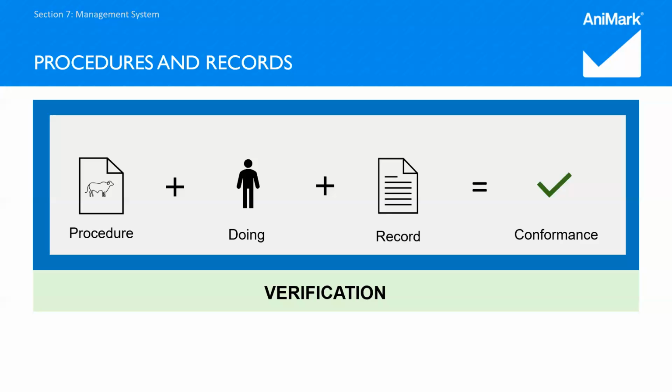The last thing I want to talk about here in terms of procedures is verification. So verification is checking that the procedure is being followed, the records are being made properly, and the overall procedure is adequate to achieve conformance or the outcomes of animal welfare and traceability. Verification is what internal auditors do to check on conformity, and it is a very useful tool to identify any issues with your procedures before they're identified by an external auditor. Verification is a key component to what's called continual improvement.